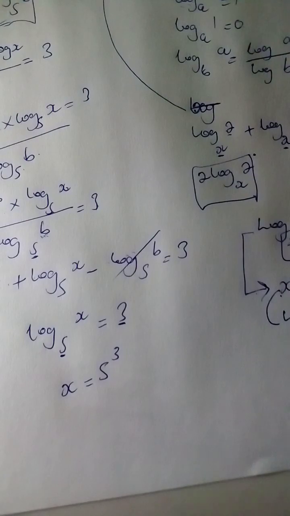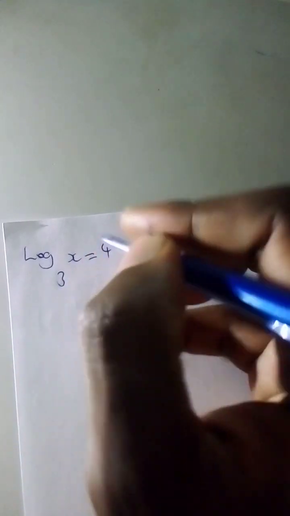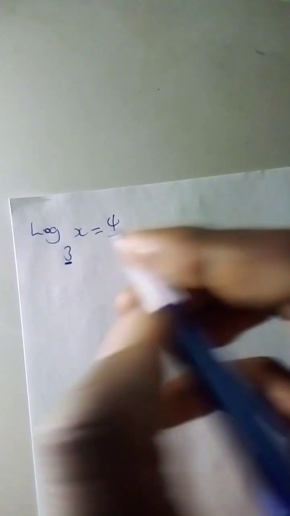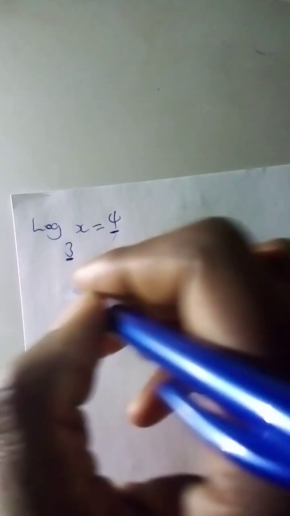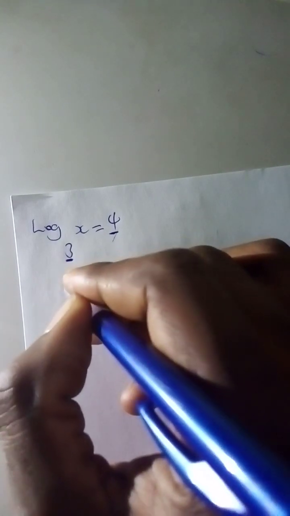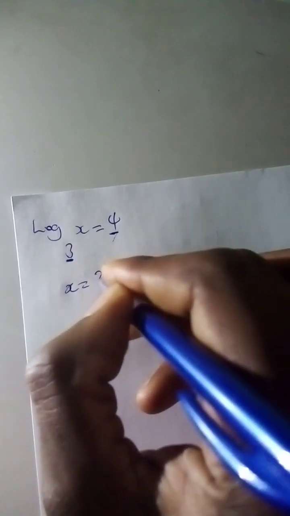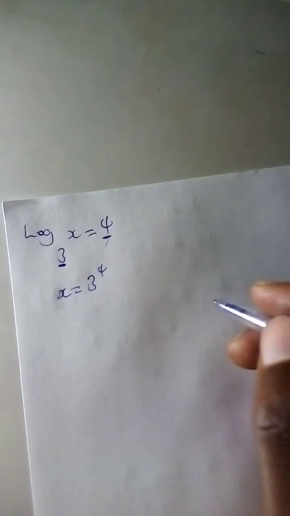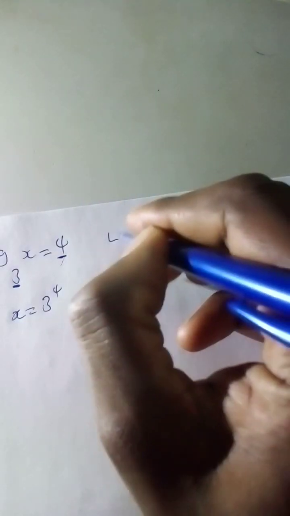Now let us look at another question, right? Let us look at another question. Let's say that we have log base 3 of x is equal to 4. Now if we're trying to convert this, remember the base would remain the base, and the equated term becomes an exponent. So now this would mean that you'd have x is equal to 3 to the power 4, right? It's very simple. Let us look at another example.